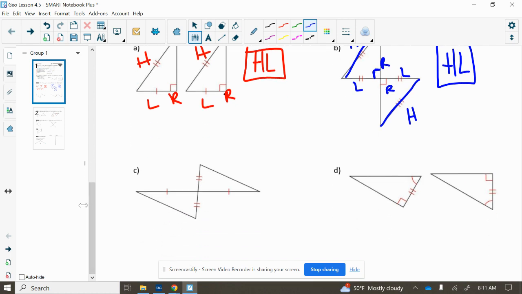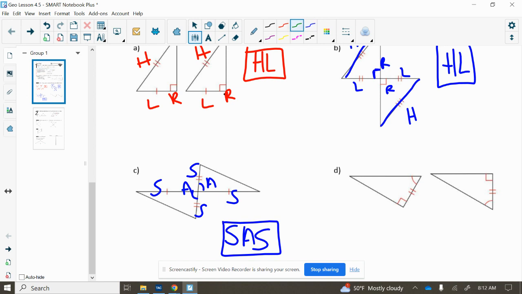Example C, we're going to mark our vertical angles congruent. And we don't know if those angles this time are right angles. Right? They might be, but they're not marked. And they don't tell us anything about segments being perpendicular or anything like that. So we just know that those angles are congruent. And then we have another pair of sides and another pair of sides. So again, we have side, angle in the middle, side for both triangles. So this is going to be a situation where we use side-angle-side.